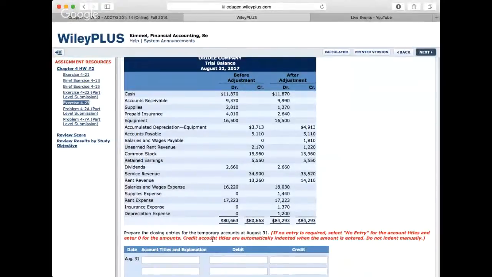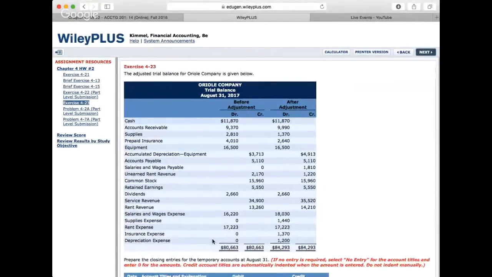All right, good evening, everyone, and welcome to this little session and tutorial from number 23 of homework number 2 in chapter 4. So what it asks us to do is to take from the trial balance sheet the information given. We're going to prepare the closing entries for the temporary accounts at August 31st.